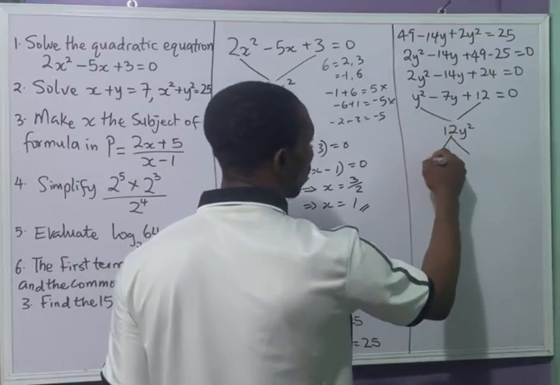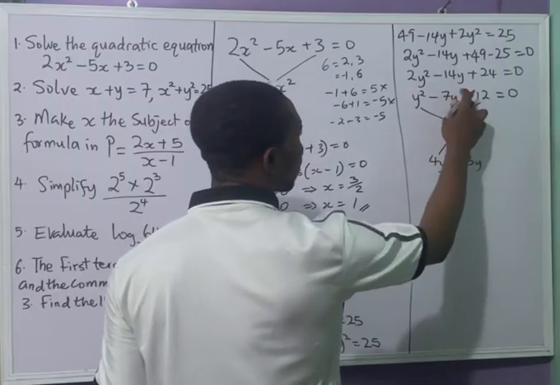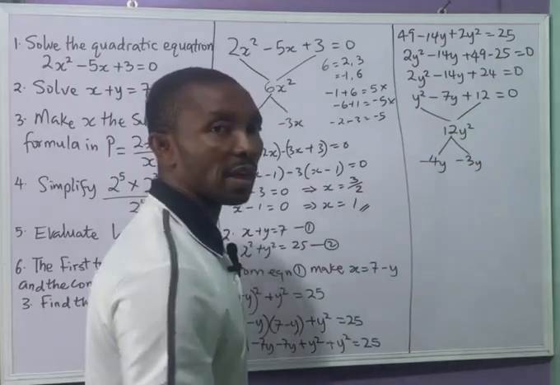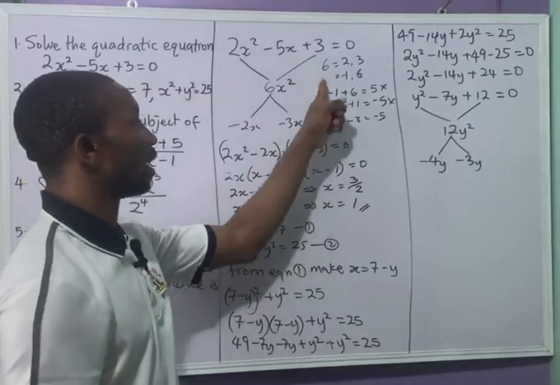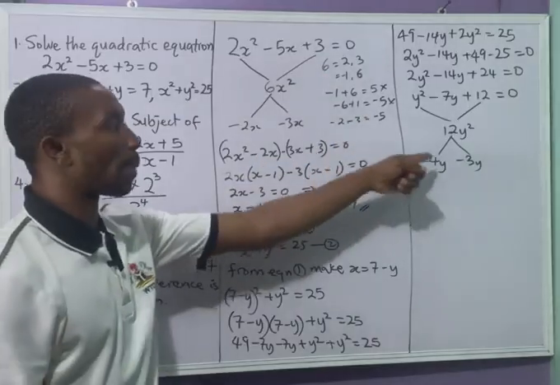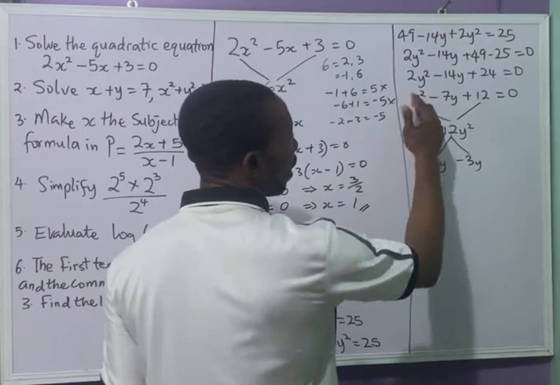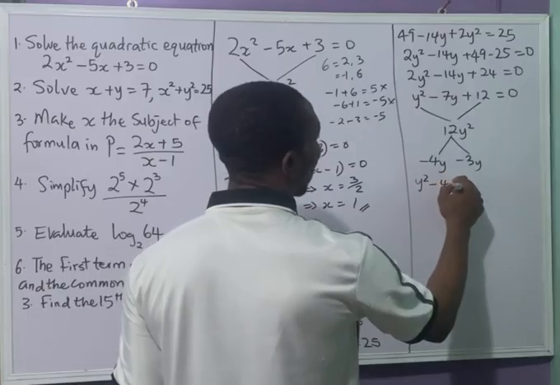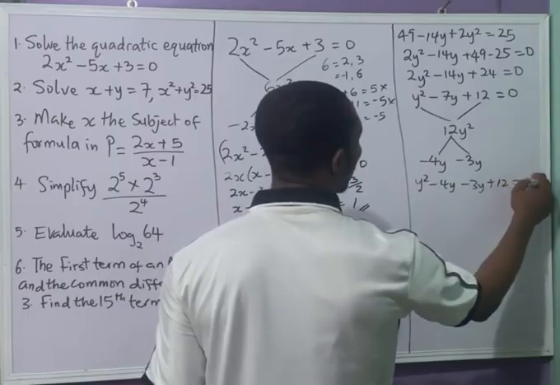Alright, so this becomes 4 and 3y. Now, since this is positive and this is negative, both of them will become negative. Remember what we did here, how we use our factors to get our answer. So we are applying the same method here. From here, we have y squared minus 4y minus 3y plus 12 equals 0.